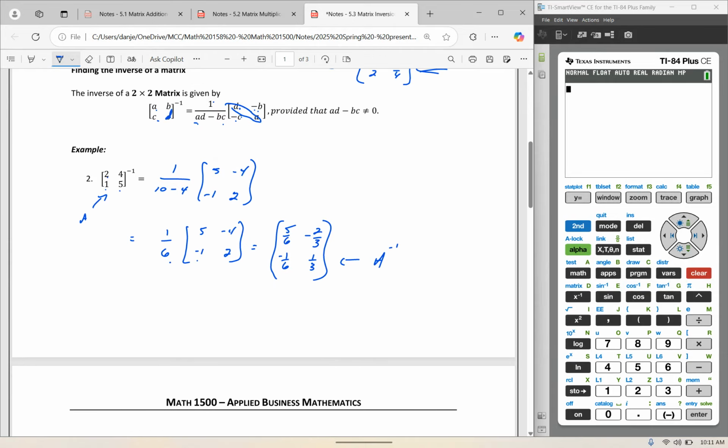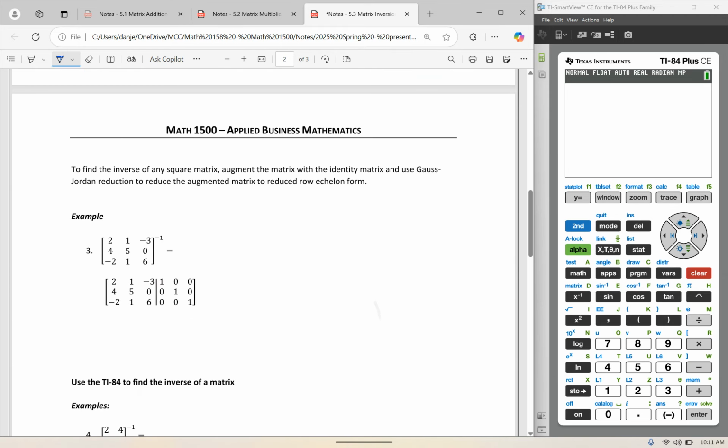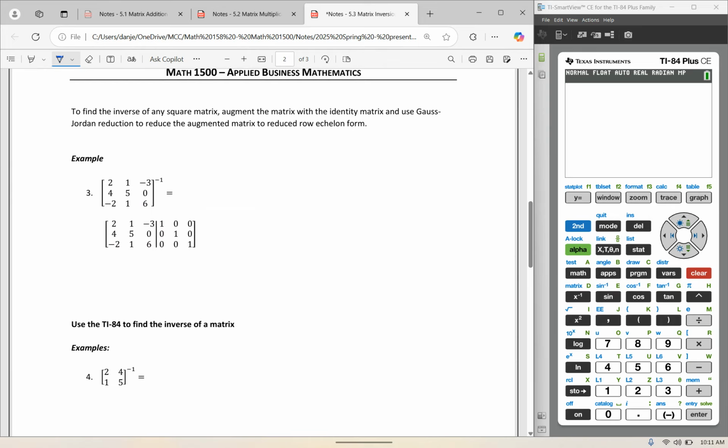That's how I find the inverse of a 2 by 2 matrix. To find the inverse of a 3 by 3 matrix, first of all, I'm going to augment the matrix. So notice I have 2, 1, -3, 4, 5, 0, -2, 1, 6. I augment that with the identity matrix. Then I'm going to do my Gauss-Jordan reduction. I'm going to reduce this to reduced row echelon form.